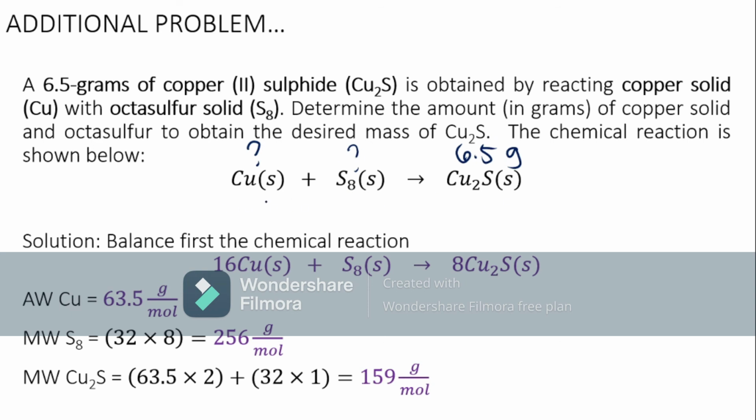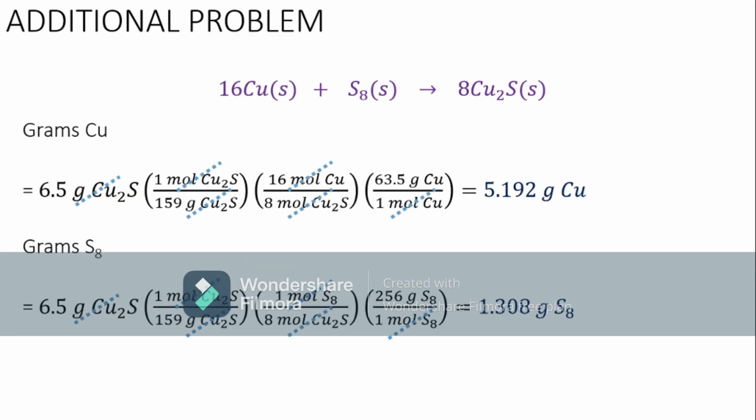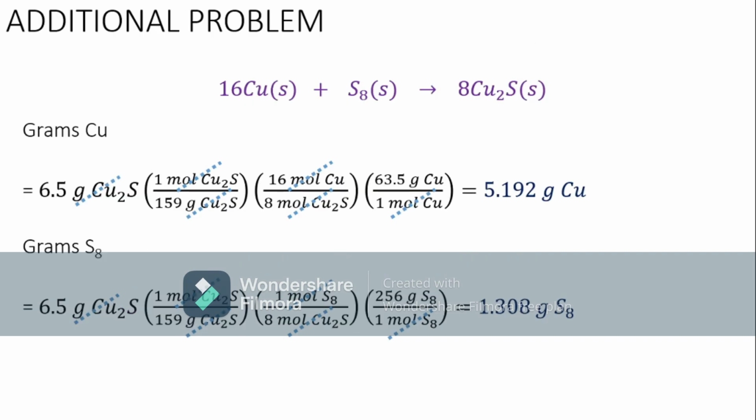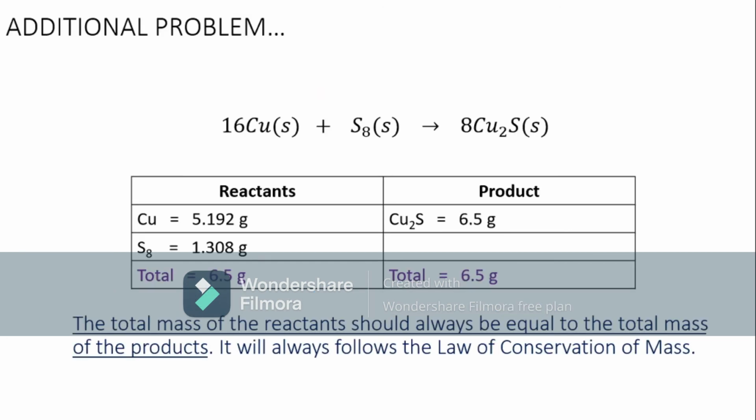So, just try to balance this one. So, this is the balanced chemical reaction. I also included the solution here. But you can try to use the shortcut. You can use this to check if you get the answers here. Okay? So 5.192 grams of copper, and then for the octasulfur, we have 1.308 grams of octasulfur. Then another problem here, they should also be balanced, to know if your answer is correct.